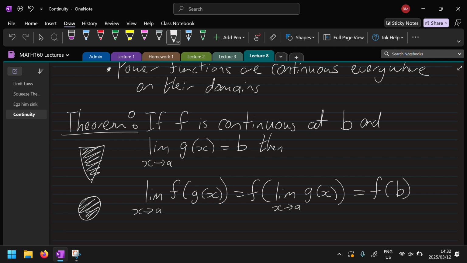So what this theorem tells us, again without proof, you don't need to worry about that, is that for continuous functions f, the limit and the function can be swapped. Here we're taking the limit of the function. Over here we're taking the function of the limit. We have swapped the two. This only works for continuous functions.